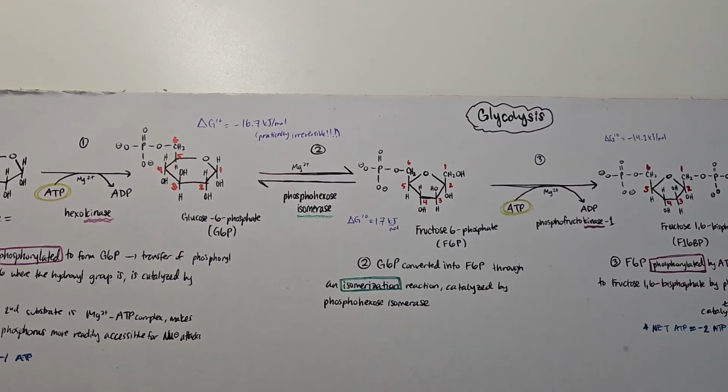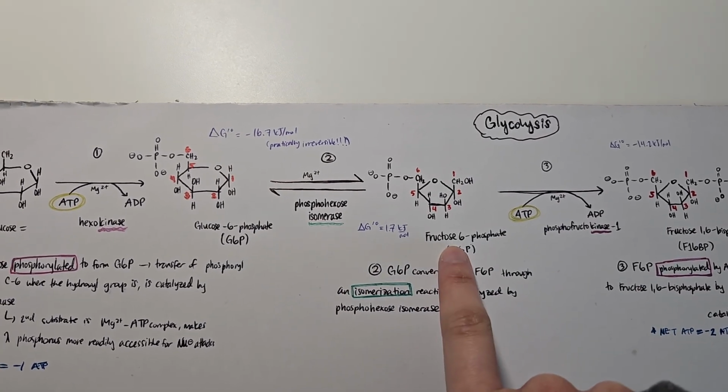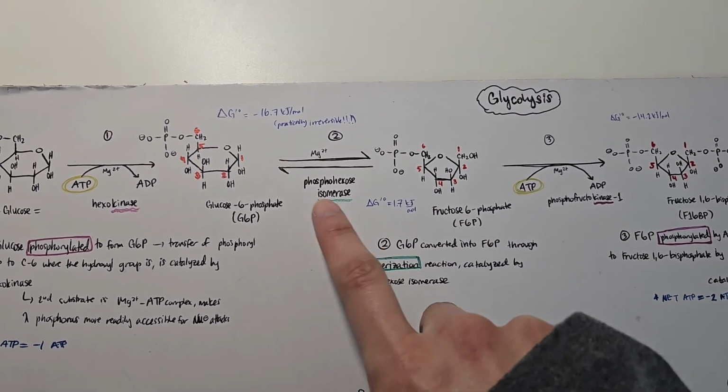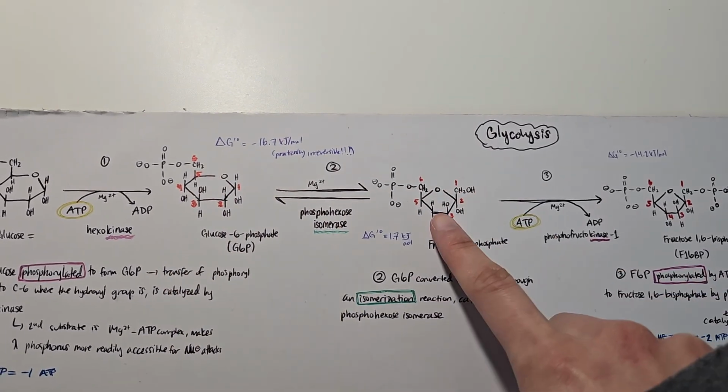You can see it's reversible because it has a delta G of 1.7 kilojoules per mole. So that's pretty much it for that reaction. Catalyzed by phosphohexose isomerase, glucose 6 phosphate is converted into fructose 6 phosphate.